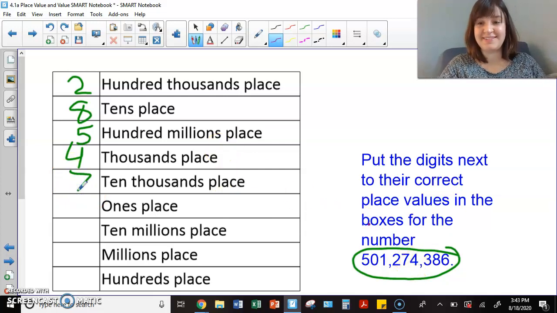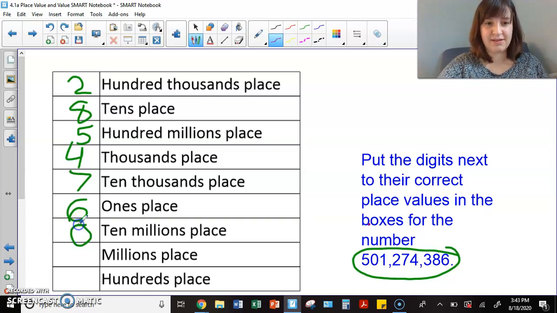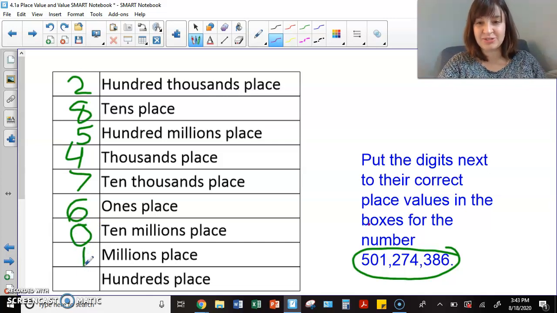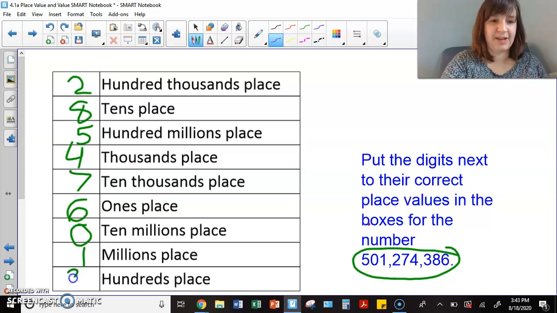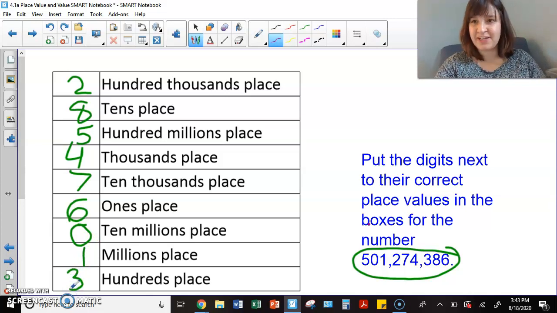The ones place is 6. The 10 millions place is 0. The millions place is 1. And the hundreds place is 3. And feel free to pause this video and practice that as many times as you need to.